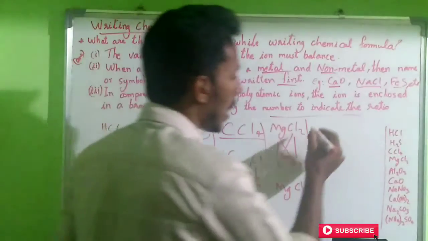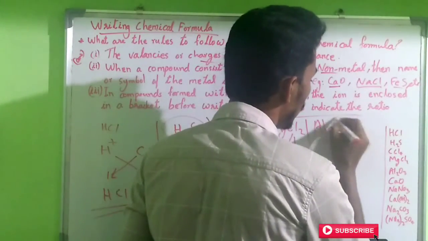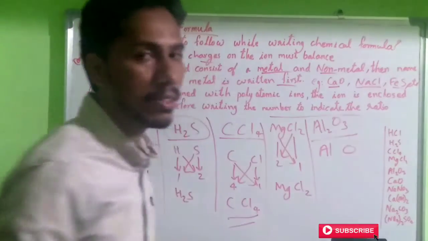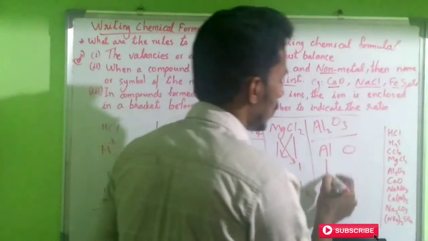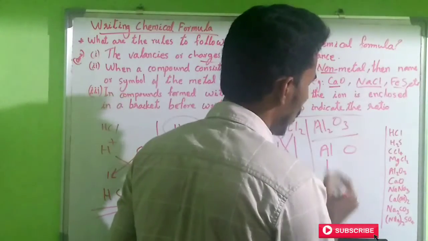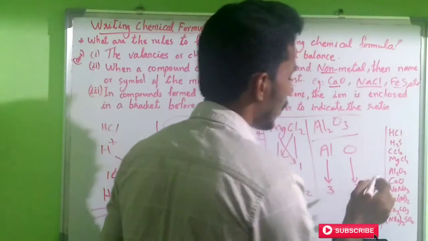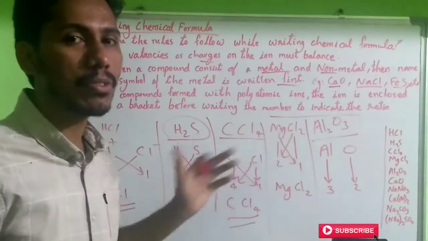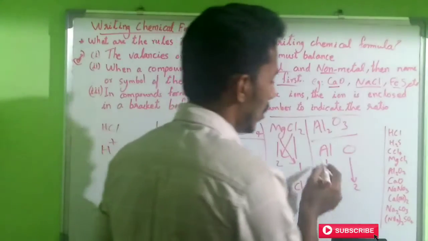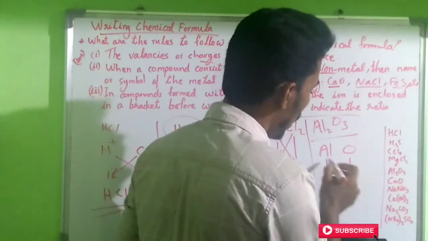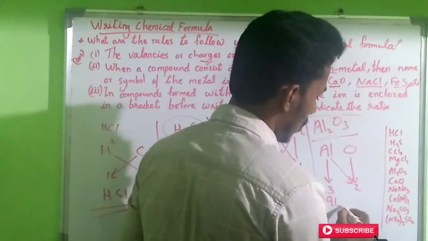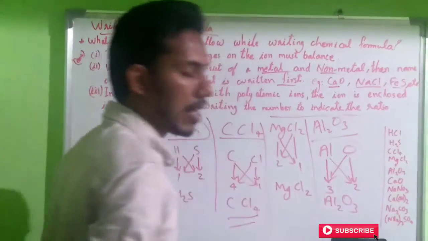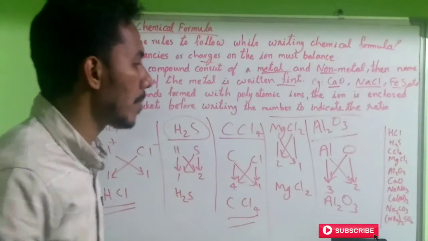Next one. Al2O3. What is the valency of aluminium? Valency of aluminium is 3. Valency of oxygen is 2. You should study the valency of each element. So interchange this. Al2, then O3. Al2O3.